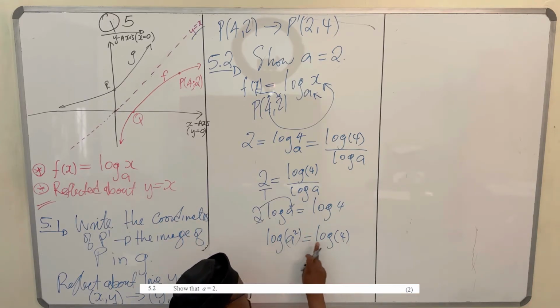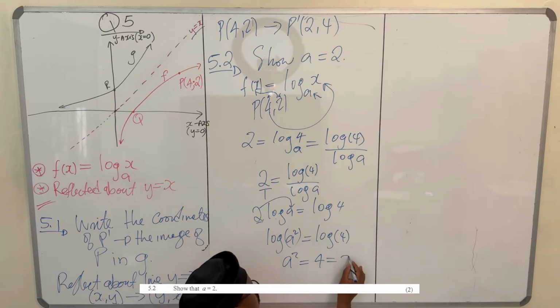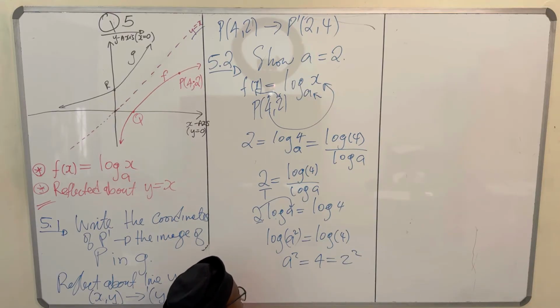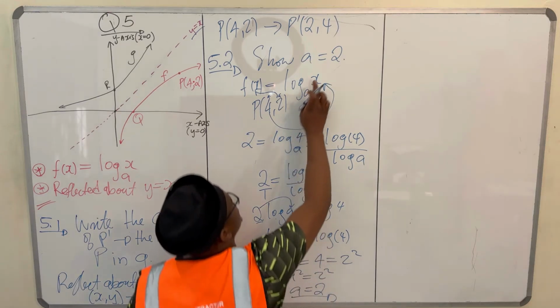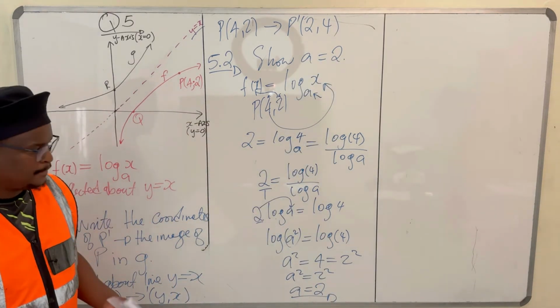If you're saying this is equal to this, you're saying these things are the same. So you can say log is the same as the log, which means a squared should be exactly the same as 4, which is 2 squared. So if a squared is equal to 2 squared, you can see the exponents are exactly the same, which means your a should be the same as 2. So your a is equal to 2. We've shown that, which is what they want us to do.